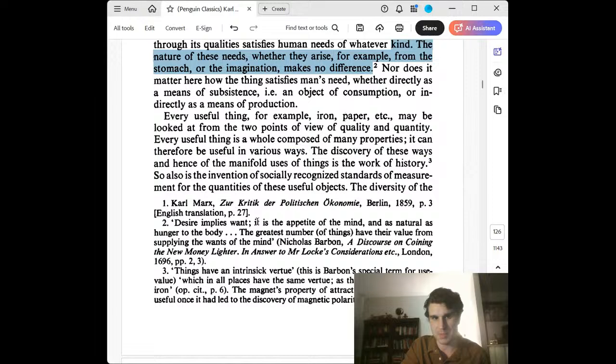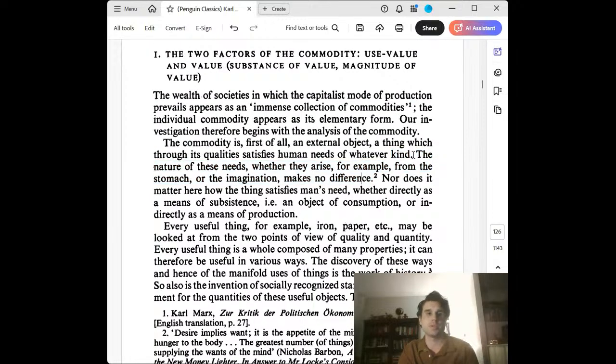"Desire implies want. It is the appetite of the mind, and as natural as hunger to the body. The greatest number of things have their value from supplying the wants of the mind." Nicholas Barbon. That's the quote here. So this is important. A commodity is not just something that satisfies what we objectively need. It satisfies whatever we subjectively want as well, whatever we imagine or think we need. So the need supplied by a commodity can arise from the stomach just as well as from a physical, actual need.